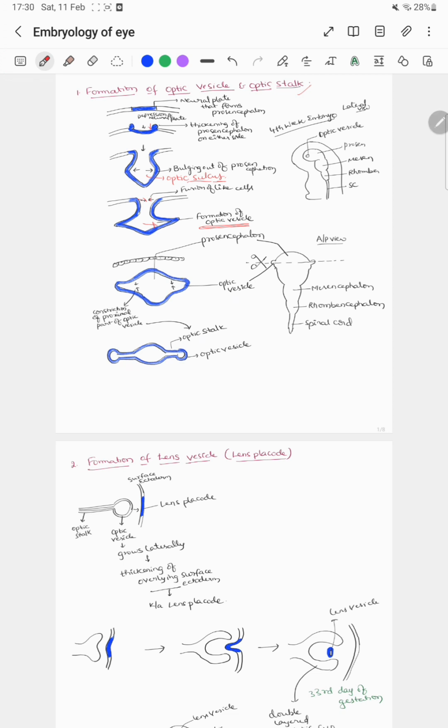Let's have a brief glance at the fourth week embryo showing the prosencephalon, mesencephalon, rhombencephalon and spinal cord. This is the lateral view of the fourth week embryo. When we see it from the anteroposterior aspect, we can see the prosencephalon, mesencephalon, rhombencephalon and spinal cord like this. When we cut through the prosencephalon along the optic vesicles, we get this section. There occurs a constriction on the proximal aspect of the optic vesicles, which results in the formation of the optic stalk, and the two optic vesicles are bulged out portions on either side of the optic stalks.